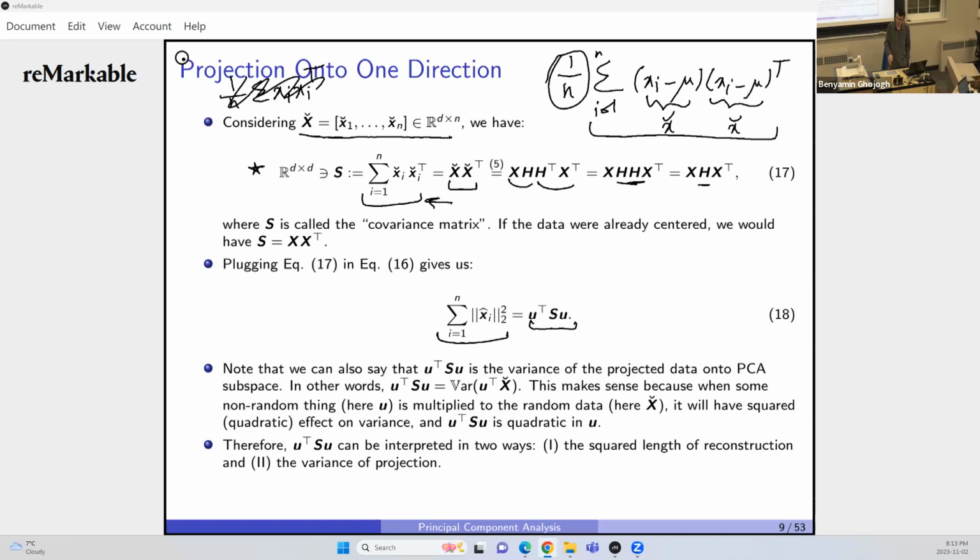We can interpret U transpose SU in another way too. Assume I have data X. I project it by U transpose X, right? It's a linear projection. What happens to S after projection? When you project X by U transpose X, what happens to S?